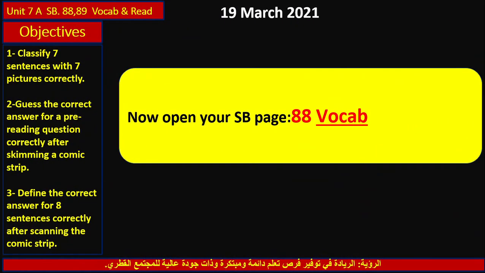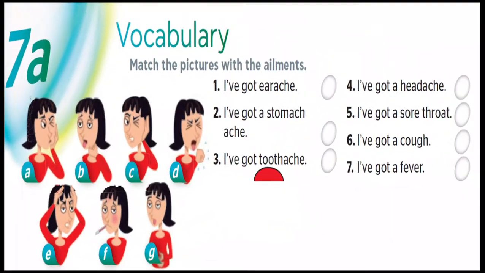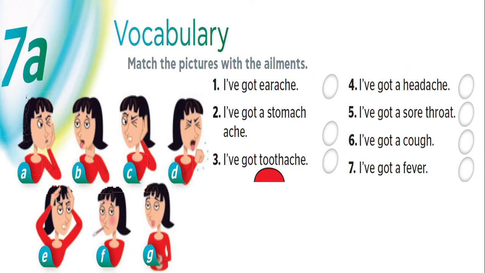Now, let's move to our lesson for today. Now, we want you to open your student book, page 88, the part of vocabulary. After discussing the vocab at the beginning of our lesson, I want you now just to try to match. You are going to match the pictures with the sentences. Here we have number 1. What do you think? I want you now to pause the video, try to match the picture with the correct sentences, and come back to check your answers.